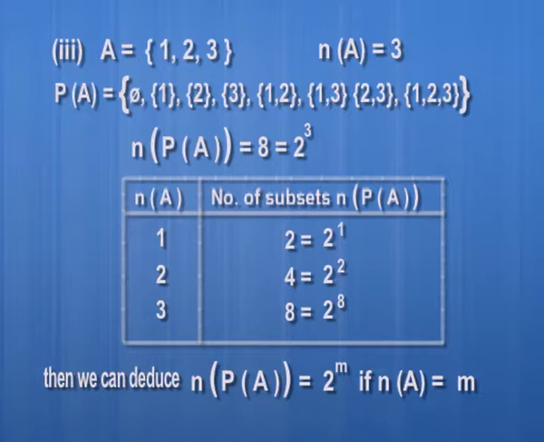Let me list this information in the form of a table. Here I have listed the number of elements in the set A and here the number of elements in the power set. We find that the relation is: the number of elements in the power set is equal to 2 raised to the power m, where the number of elements in set A is equal to m.